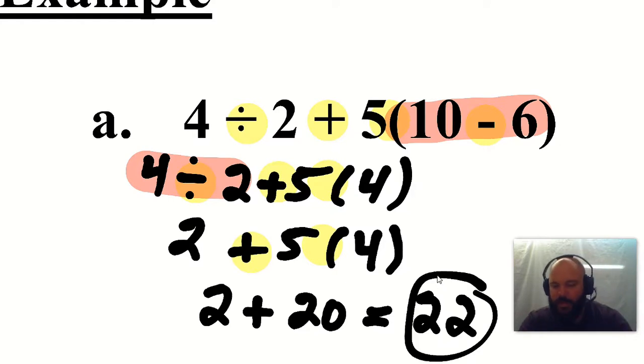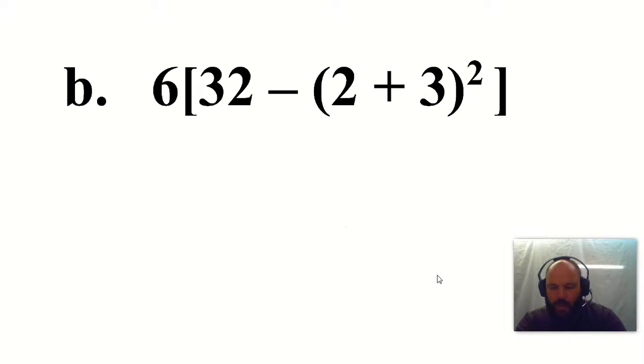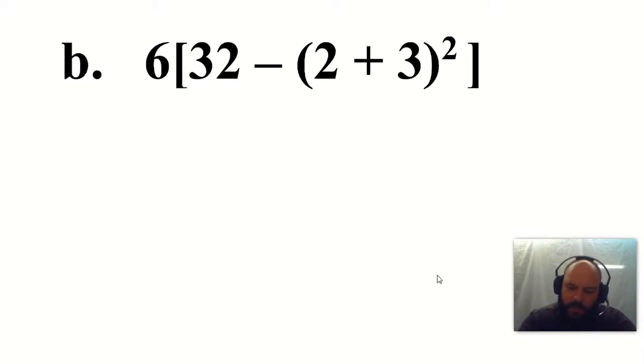Okay, let's look at the next one. Next one's a little trickier, and it's trickier because there are more operations in here than the last one. So just like we did in the first one, let's look it over and take stock of all of the operations that we have first. You can see we have a multiplication right there, followed by a set of brackets, which we'll talk about in a second. We have a subtraction, then with a parentheses, we have addition, we have an exponent. So there's a lot of stuff going on here.